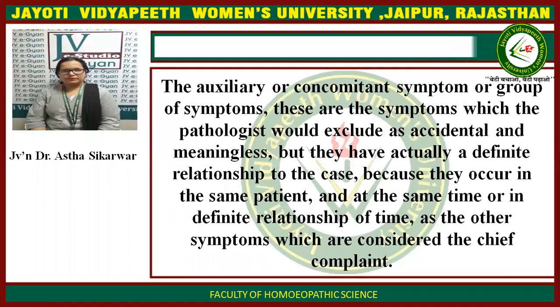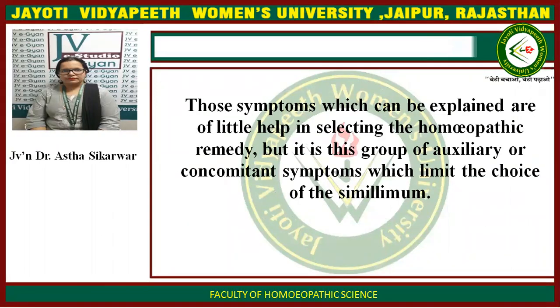The auxiliary or concomitant symptom or group of symptoms: these are the symptoms which the pathologist would exclude as accidental and meaningless, but they actually have a definite relationship to the case because they occur in the same patient and at the same time, or in definite relationship of time, as the other symptoms which are considered the chief complaint. Those symptoms which can be explained are of little help in selecting the homeopathic remedy, but it is this group of auxiliary or concomitant symptoms which limit the choice of the simillimum.